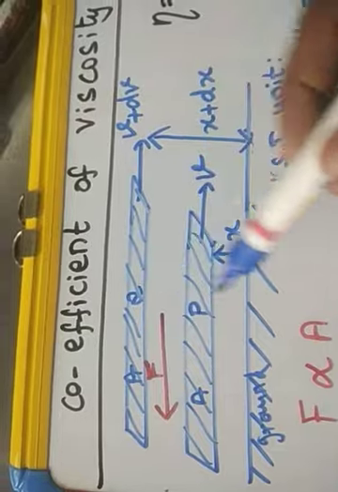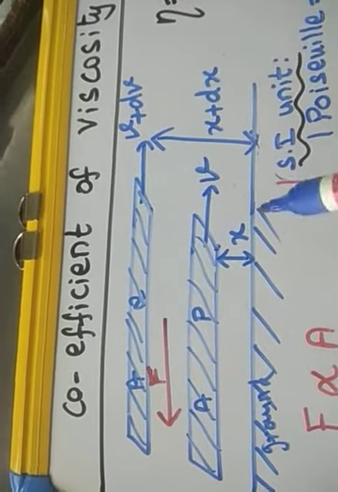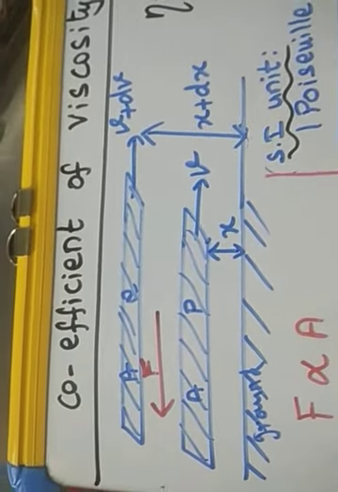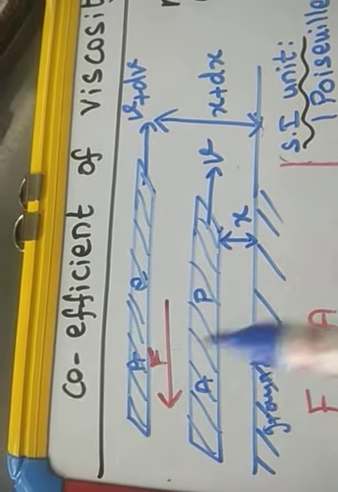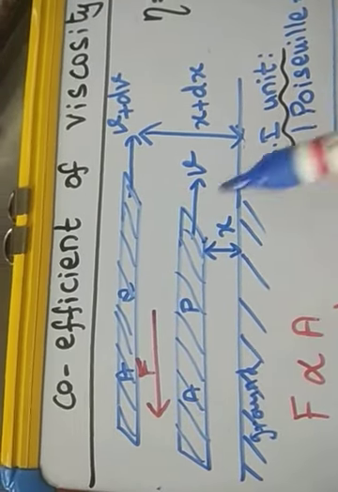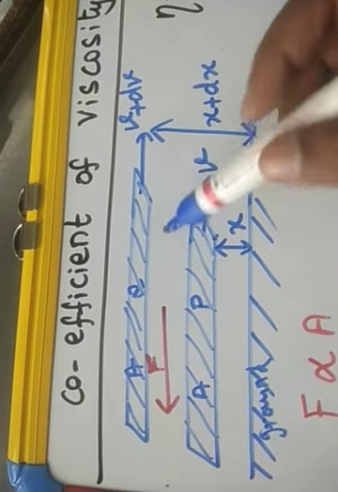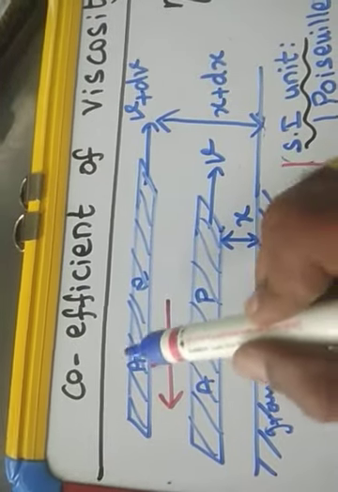So there are two liquid layers, P and Q, which move with velocities v and v plus dv, and the distances from the ground are x and x plus dx respectively. The area of the P and Q liquid layers is the same. So we can say that the relative motion between these two liquid layers will be opposed by a force called the viscous force.